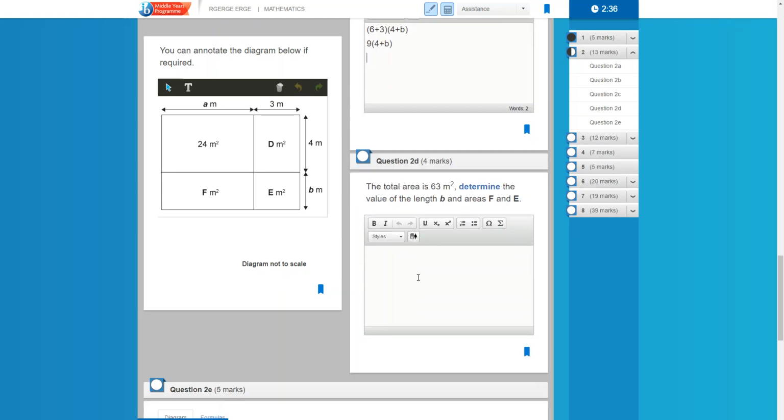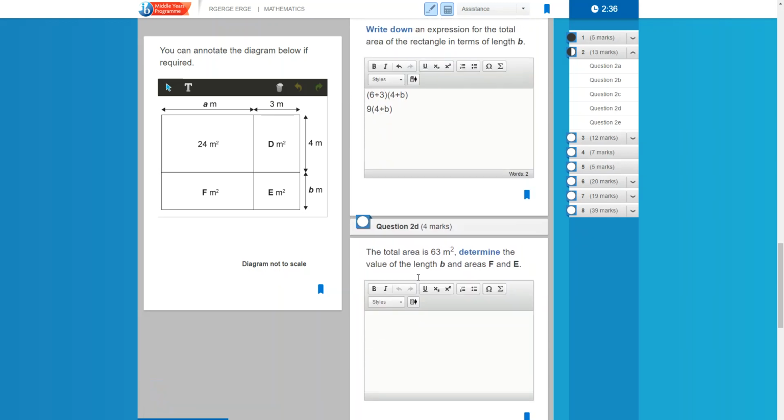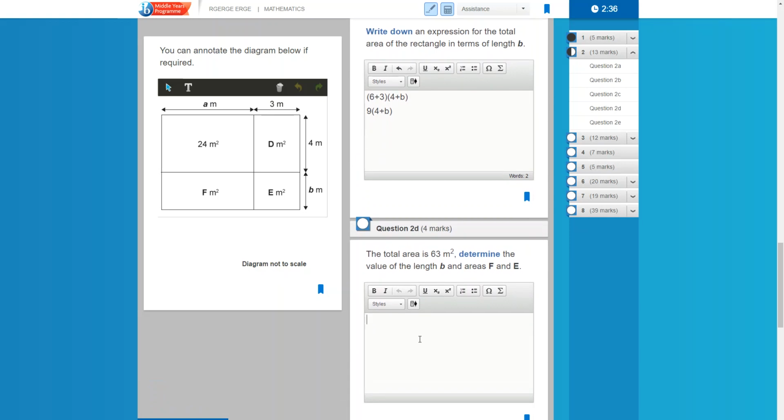Total area is 63. Determine the value of B and areas F and E. So the total area is 63. I'm going to use my part from before. 9 bracket 4 plus B is equal to 63. So B has to be equal to, well, 9 times 7 is 63. 4 plus 3 is 7, so B is 3.